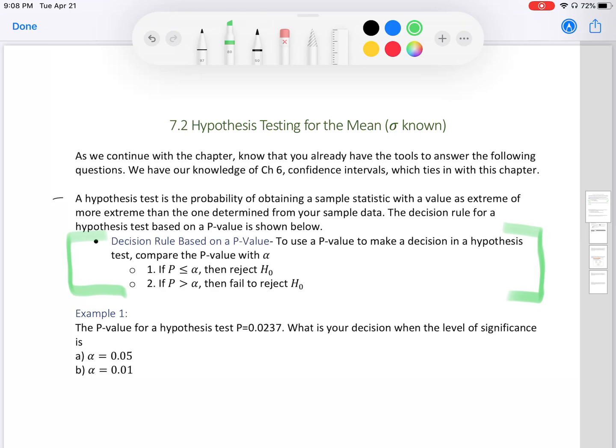Decision rule based on a p-value. To use a p-value to make a decision in a hypothesis test, compare the p-value with alpha. So in these questions, we're going to be given some alpha to compare it to. If P is less than or equal to alpha, you reject your null hypothesis. That's your answer, that's your conclusion. Second, if P is greater than alpha, then you fail to reject your null hypothesis. And these are your two conclusions.